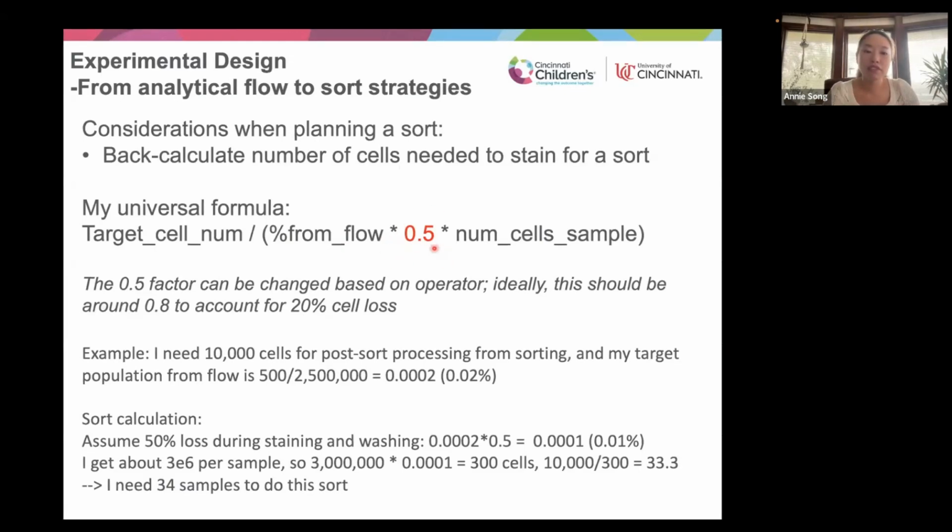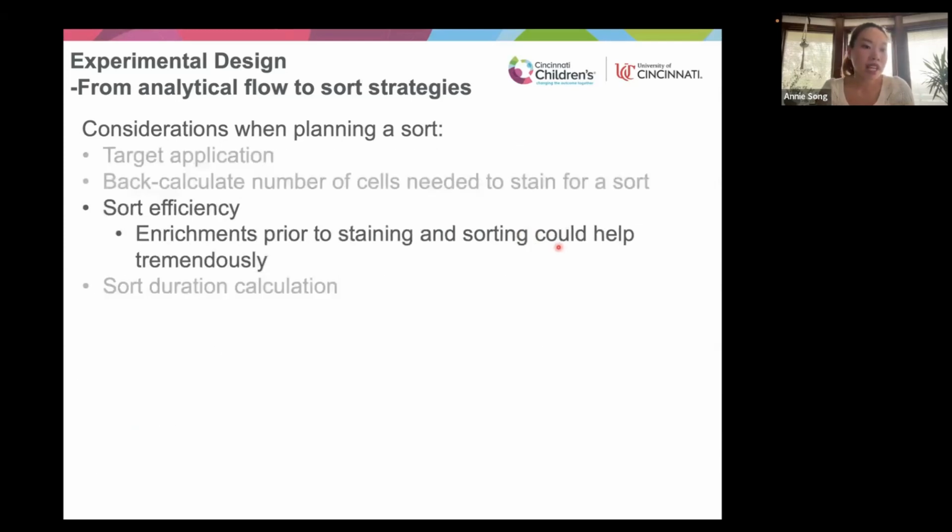And of course, this factor would change based on the operator. Ideally, you want to shoot for 0.8 or so to account for 20% cell loss, but that may take some practice and experience. Since this lecture is recorded for educational purposes, I figured I would put this out there to help some of the newer operators who are just starting to get used to these assays.